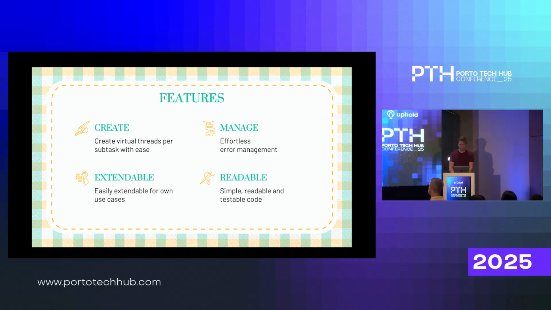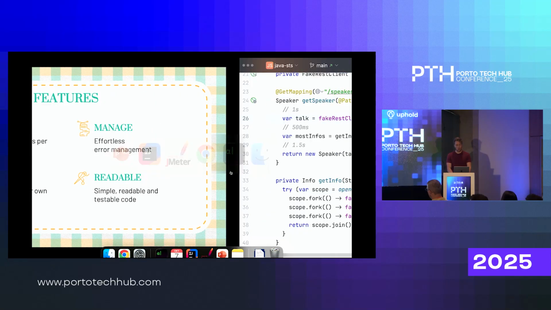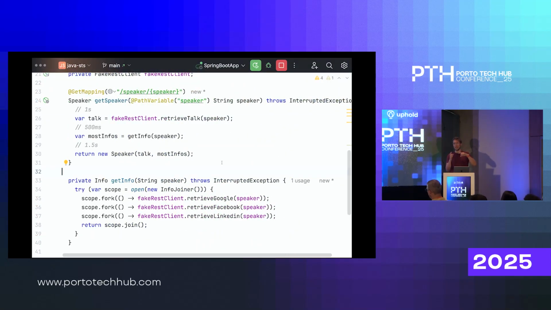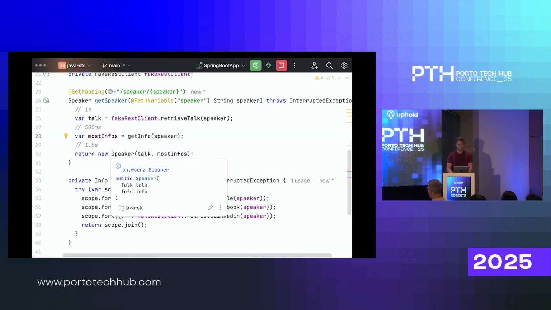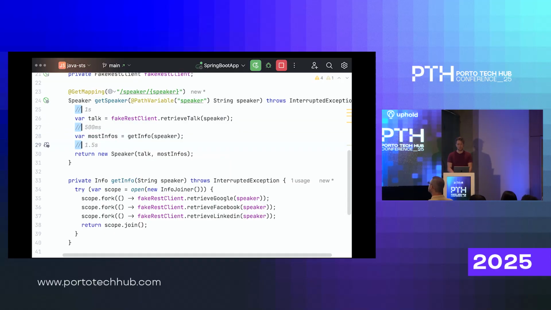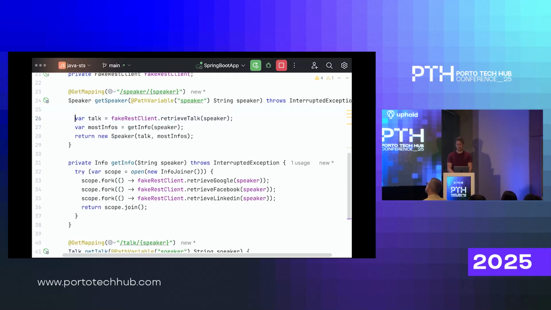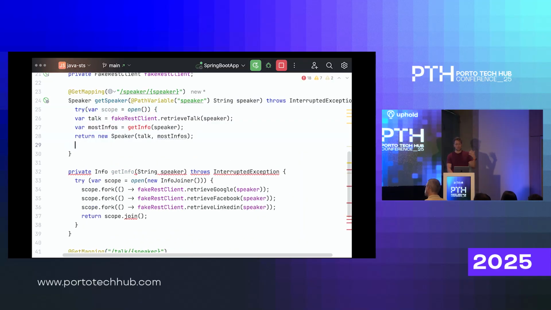But let's go back into IntelliJ here, because we can do a little bit more, because this is still not as fast as it could be, because talk and most infos here are not dependent on each other. We can run them both concurrently. So let's just remove this here again. And what we now do is we just add another try with resources block, add another scope, and I will just use the normal structured task scope open function. Of course, you could now check yourself, was retrieve talk successful, was get info successful, but we will keep it simple for this case.